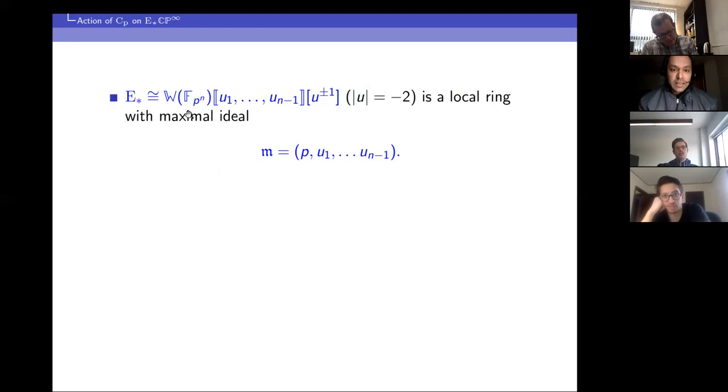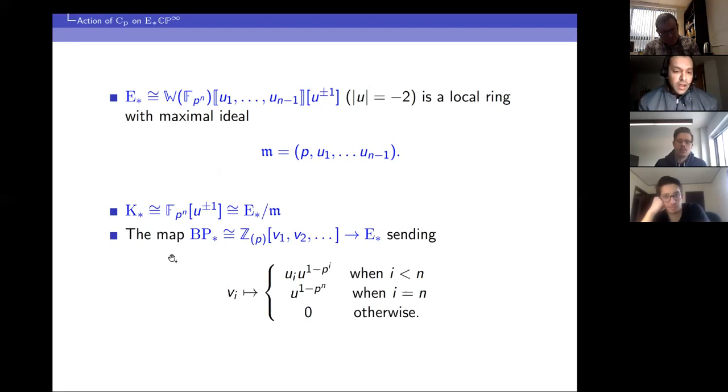This is a local ring with maximal ideal generated by p, u1, up to u_{n-1}. Since this is where the periodic K-theory is defined, it turns out that the homotopy groups of the periodic K-theory is just E_* mod the maximal ideal. So it's going to look like as described.